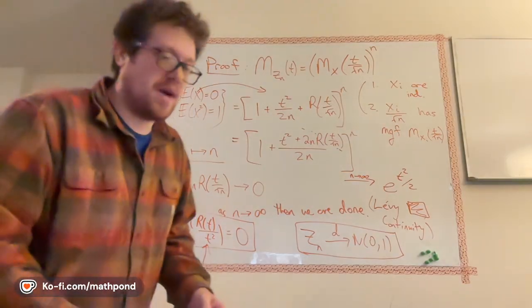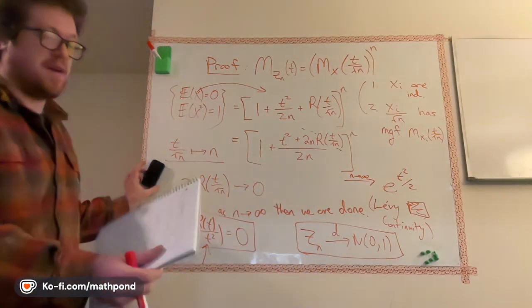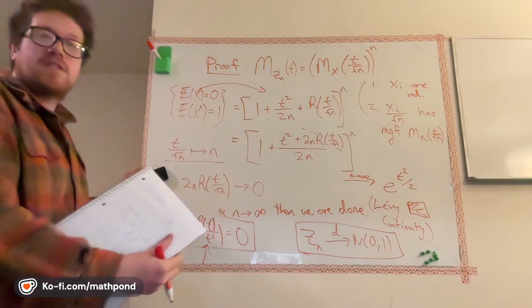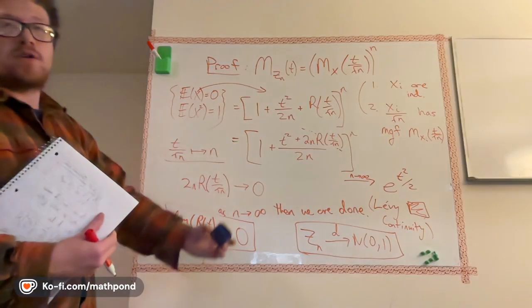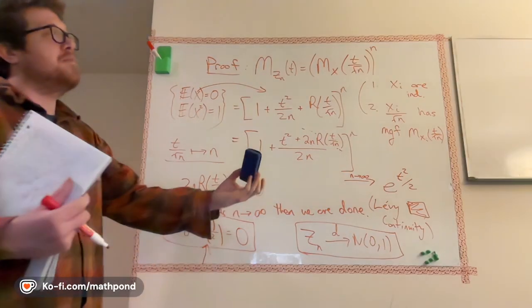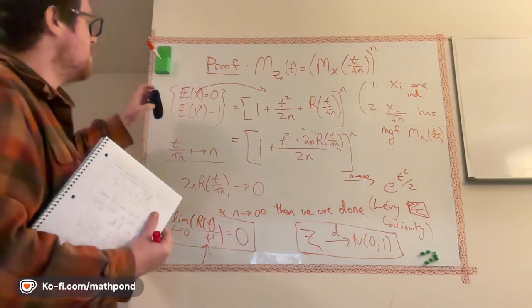But let me remind you of the setup from last time. We have this random stock, which has price S0 at time 0, and it's randomly either going up or down by some multiplicative factor, which we call U or D.